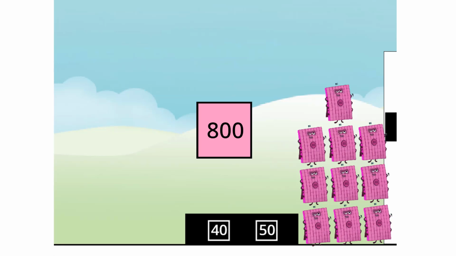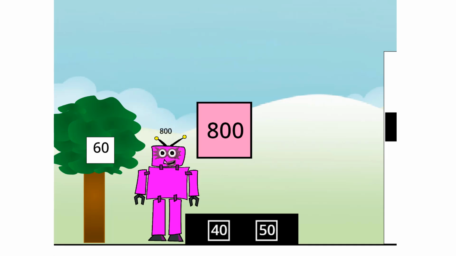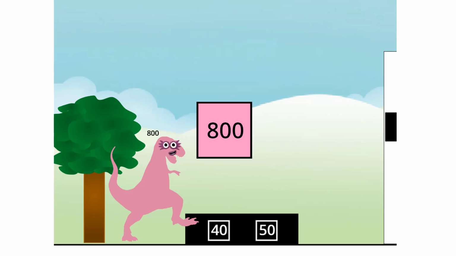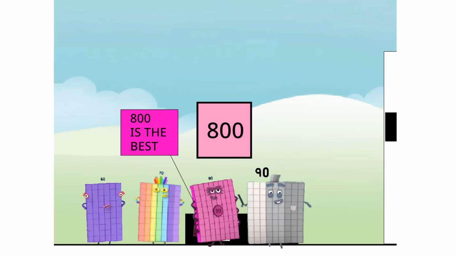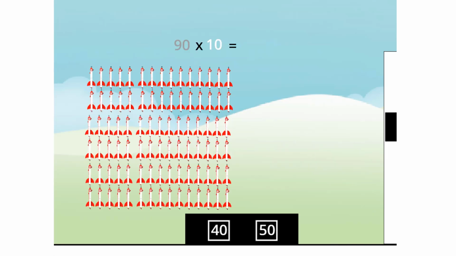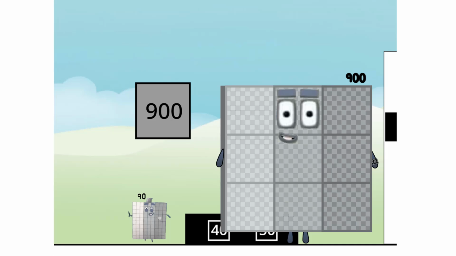Autoblocks, assemble! Robot Roblox, forward! Dinocto Block Smash! 800! He's the biggest hero of all! Oh, there's always someone bigger! Look! Up in the sky! It's another 10! 90 times 10 equals 900! I am 900! You won't believe your eyes! Are you oblong? Or not? I can't tell!